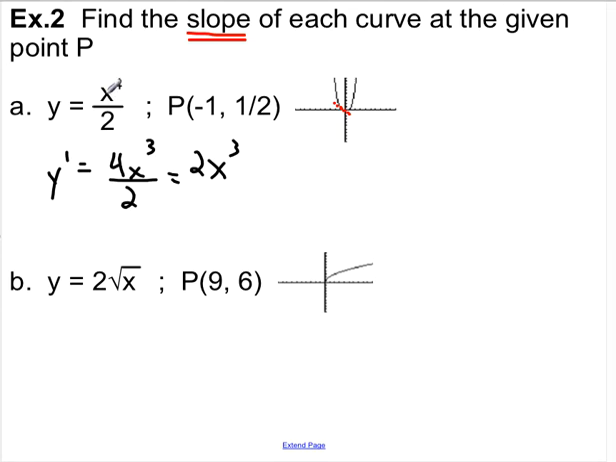Right, so I multiplied by 4. I got 4 over 2 is 2, and I dropped my exponent by 1. So I get 2x to the third. Oops, I'm writing in red. So that is the equation for slope at any point, but we want just the slope at this point that they told us. So all we're going to do is plug in that y value.